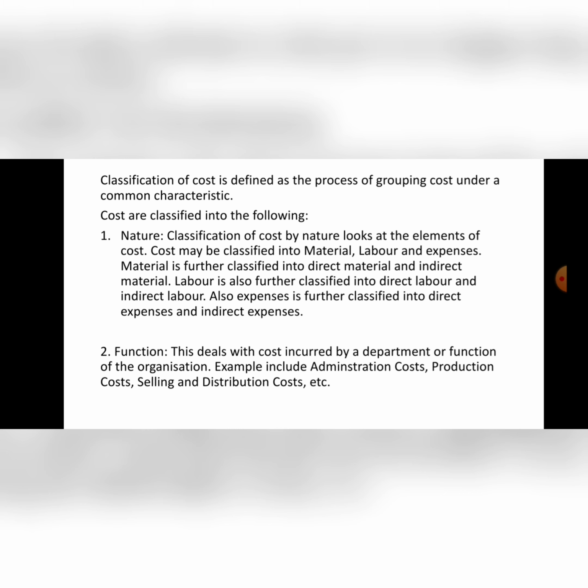One, nature. Classification of costs by nature looks at the elements of cost. Costs may be classified into material, labor, and expenses. Material is further classified into direct material and indirect material. Labor is also further classified into direct labor and indirect labor. Also, expenses is further classified into direct expenses and indirect expenses.